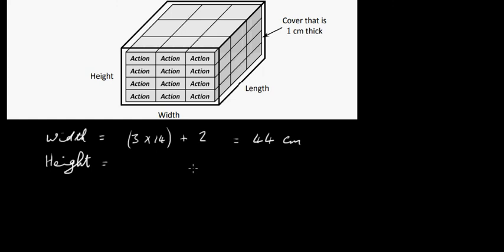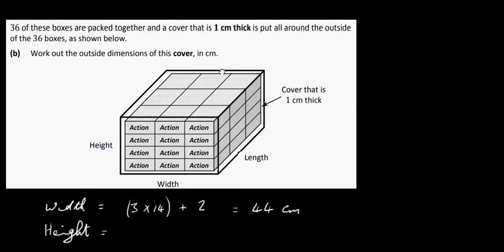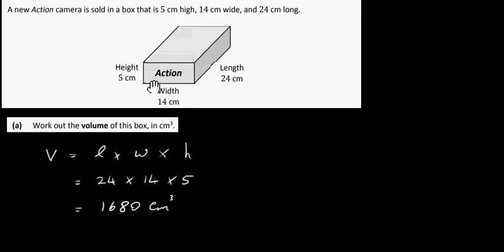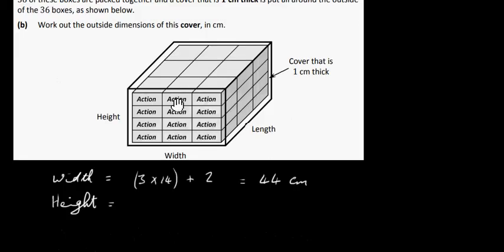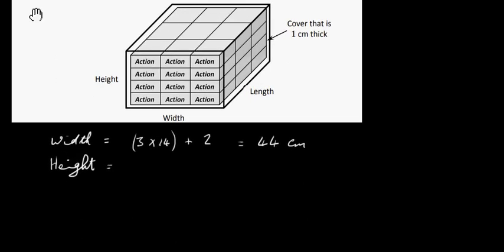Okay, so the height was, let me just have a look back up here again. The height was 5 centimeters initially. So how many of these do we have? 1, 2, 3, 4. We've got 4 of these, so you've got to do 4 of these 5s. And also we have a centimeter on the bottom and a centimeter on the top, so we've got to add 2 as well. So that'll give us 22 centimeters.